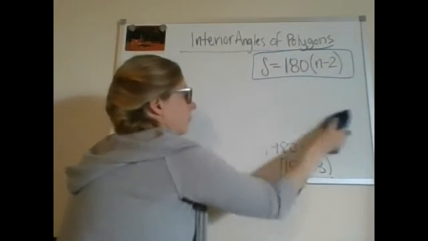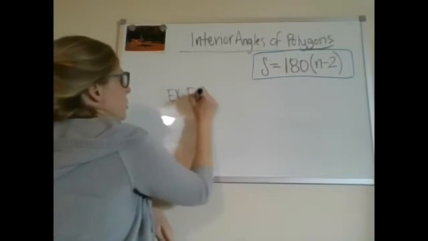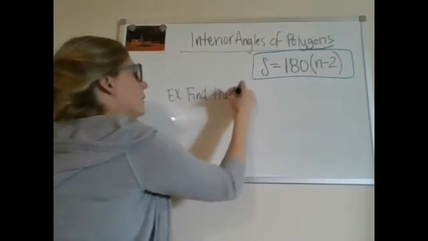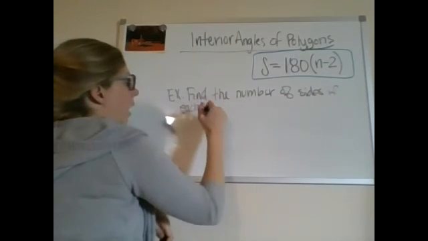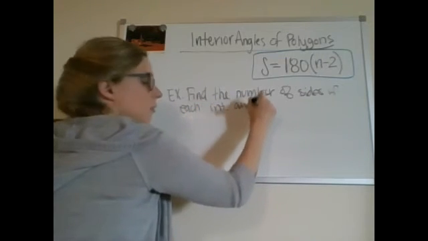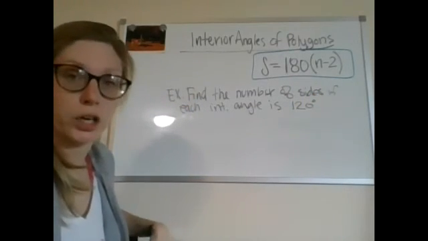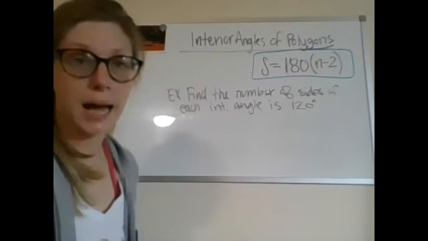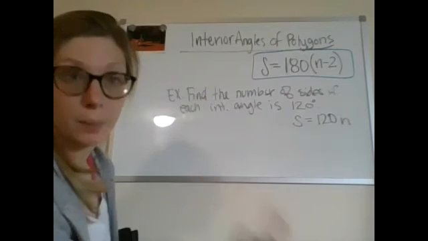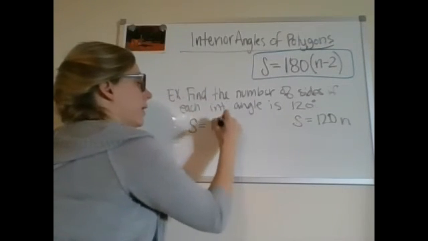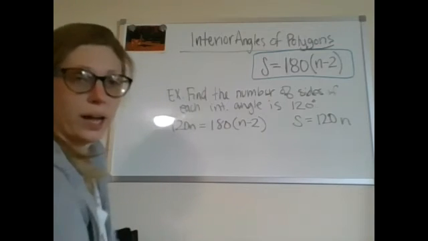All right. I have one more for you. This one is going to say to find the measure, or no, find the number of sides if each interior angle is 120 degrees. Okay? So if each interior angle is 120 degrees, the total of them would be 120 times the number of sides. So on this, our S will equal 120 times n, 120 times how many sides there are. Okay, so if we start with S equals 180 times n minus 2, we can replace this S right here with 120n. Okay, now we're going to have to solve for n.